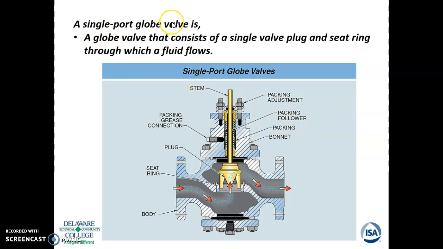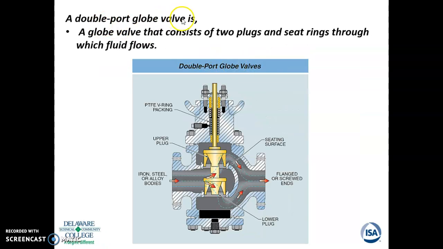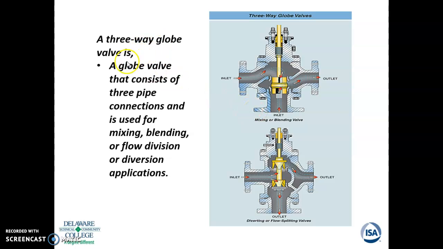But there's single port globe valves, where it just has a single valve plug and a seat ring. There's a double port. Okay, this has two plugs and a seat ring. And then there's also a three-way globe valve. This is part of the three-way valves that are used. It consists of three pipe connections for mixing, blending, and flow. Okay, so you can look at that.